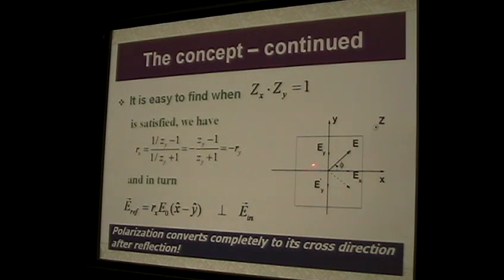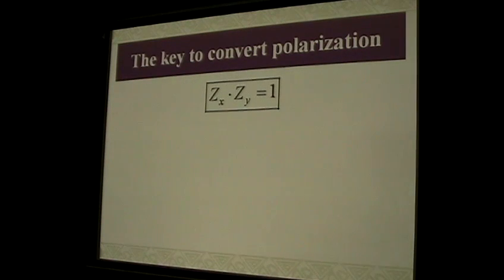For example, if you have an incident wave polarization like this, after reflection, because Rx and Ry are just out of phase, eventually the reflected wave will take a polarization which is perpendicular to the incident polarization. So this is the idea of the polarization control. So the key to convert polarization is to achieve this condition.